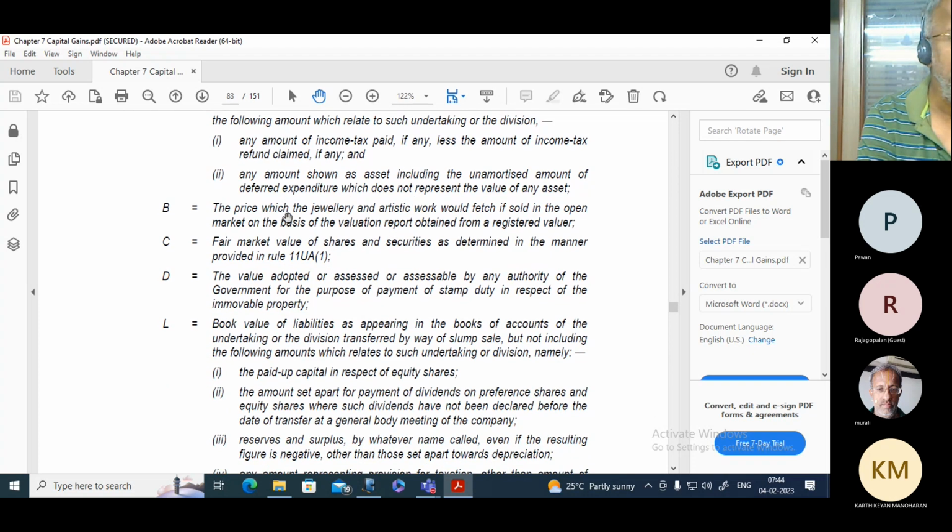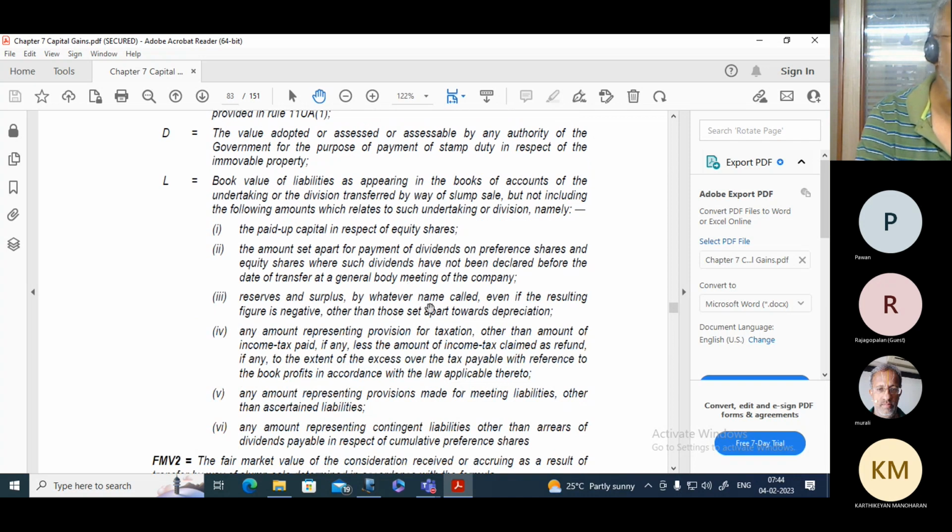B. The price which the jewelry or artistic work would fetch if sold in the open market, on the basis of valuation obtained from a registered valuer. C. Fair value of the shares and securities as determined in the manner provided under Rule 11UA1. D. The value adopted, assessed or assessable by any authority of the government for the purpose of payment of stamp duty in respect of the immovable property.